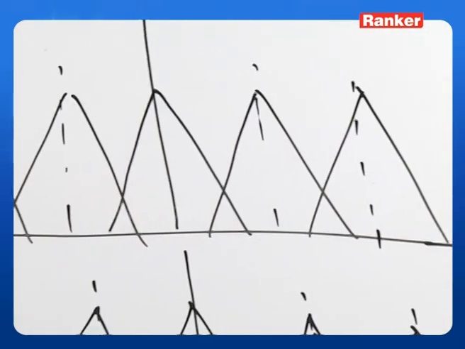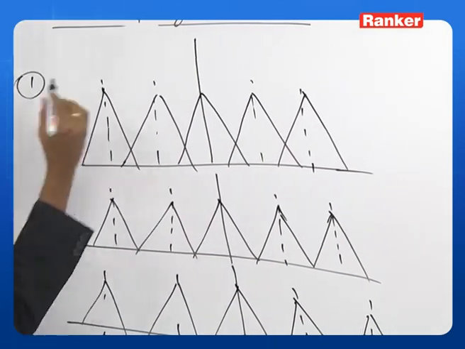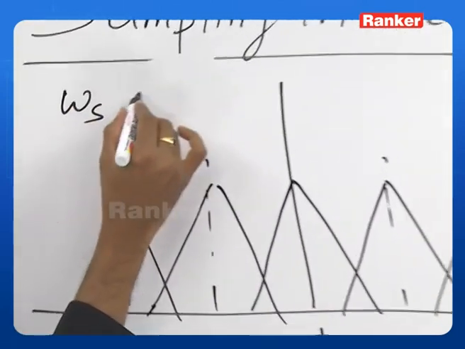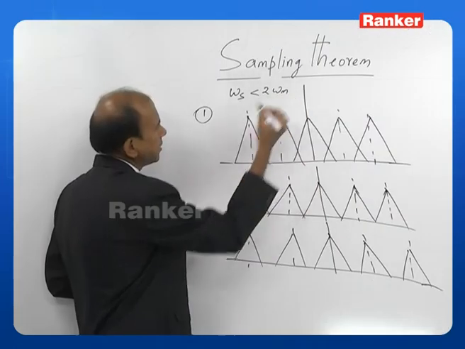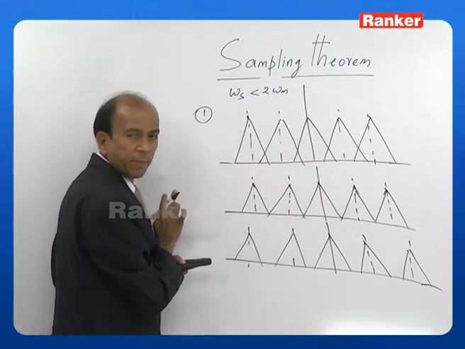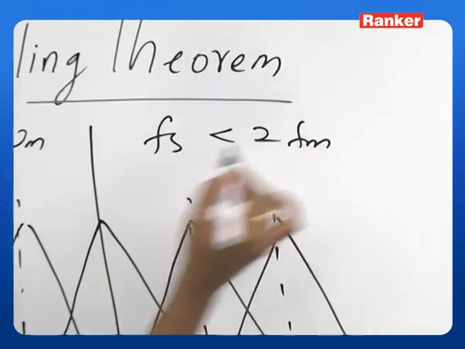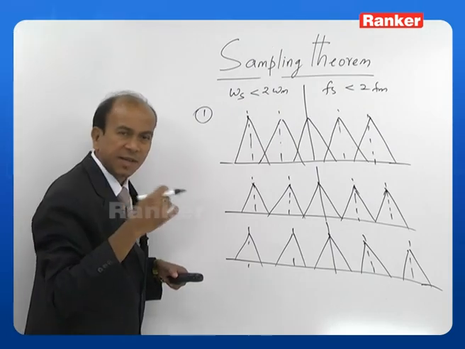Okay. Let us see this. The first case, if you see here, the sampling rate, as we have seen, is less than the band limit. So, because of this there is an overlap, or we can also write this as Fs less than 2Fm. Okay, what is the second case here?